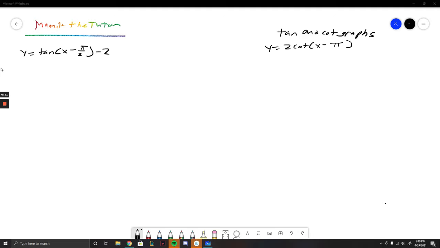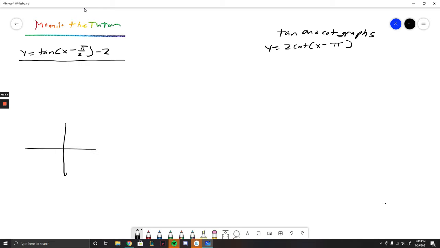So we have y equals tan of x minus pi over 2, minus 2. The first approach you want to take to figuring out how to graph a tangent and cotangent graph is to figure out your period. So we are being shifted right pi over 2. Let's figure out what our new period is going to be. Normally, it's negative pi over 2 to pi over 2, correct? But now, since we are shifting right pi over 2, we are going to add pi over 2 to both sides. And now we're going from 0 to pi.